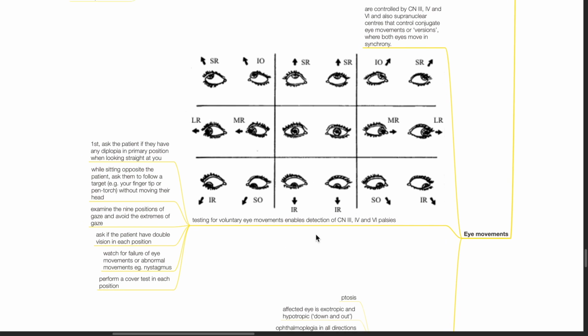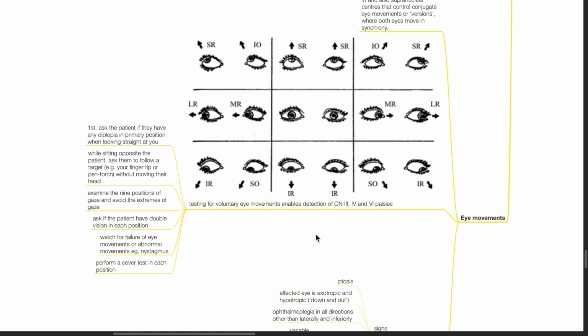First, ask the patient if they have any diplopia in the primary position when looking straight at you. When sitting opposite the patient, ask them to follow a target, such as your finger, without moving their head. Examine the 9 positions of gaze and avoid extremes of gaze. Ask if the patient has double vision in each position. Watch for failure of eye movements or abnormal movements such as nystagmus. Perform a cover test in each position.